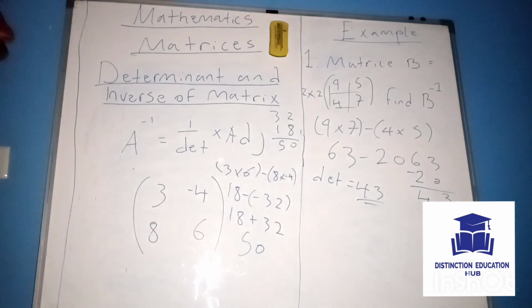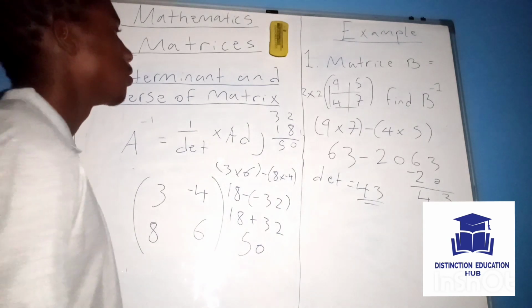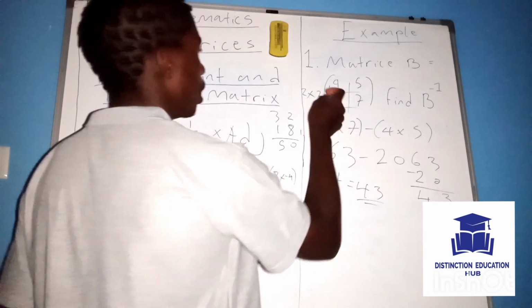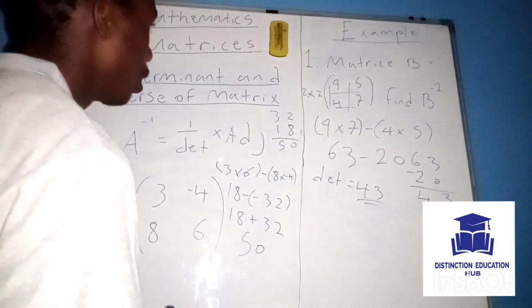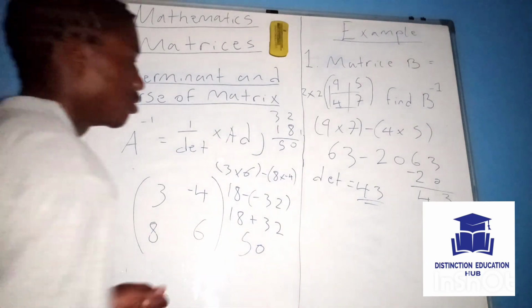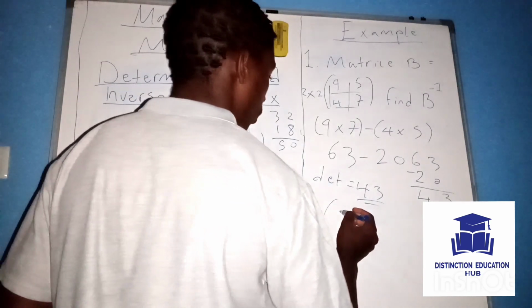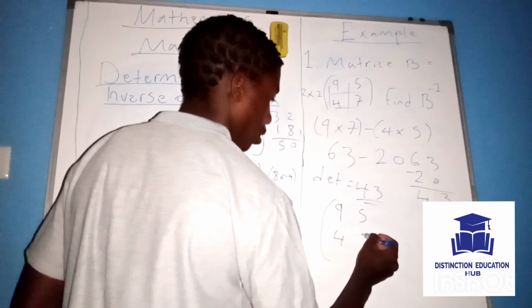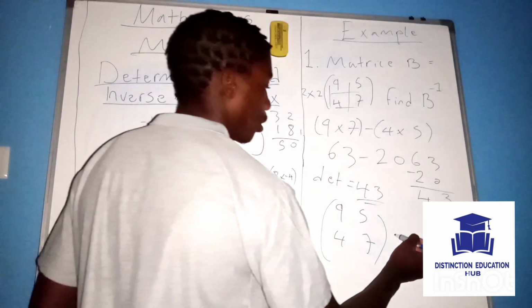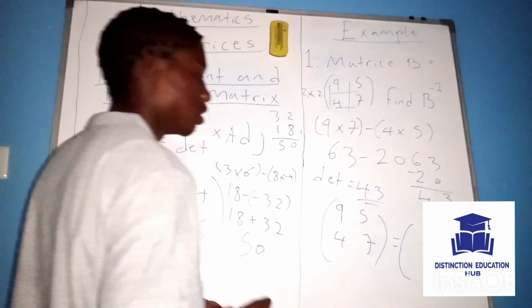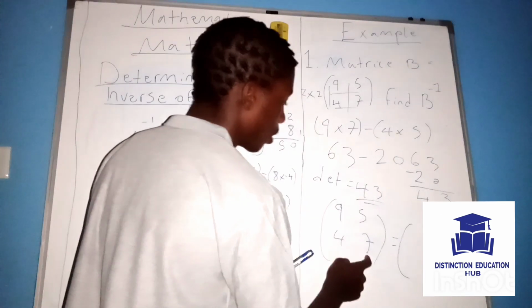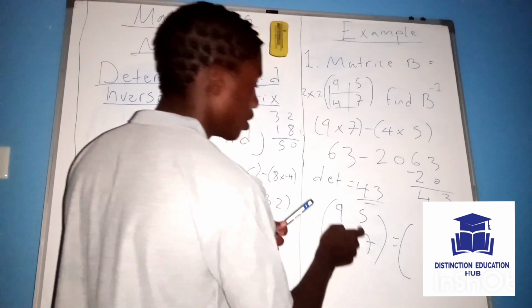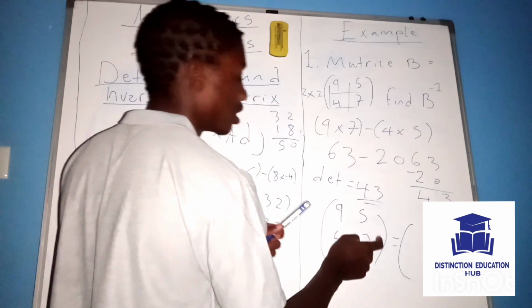Now that you found your determinant, what you find next is the adjoint. How do you get the adjoint? They've given us a matrix 9, 5, 4, 7. This is your original matrix. To find your adjoint, this is what happens. This number swaps with this number, so this 7 comes where 9 is, and 9 comes where 7 is.